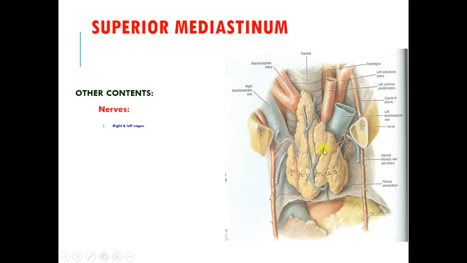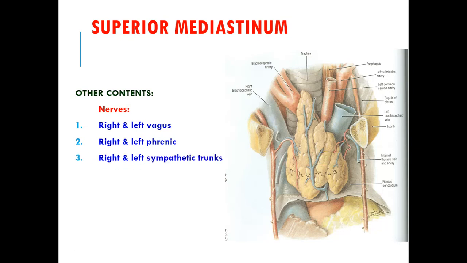So other contents will be nerves: the right and left vagus nerve, and the right and left phrenic nerve, which will come from the neck into the thorax. Most posteriorly, along the vertebral bodies, will be the right and left sympathetic trunk. Then the left recurrent laryngeal nerve, as I have shown you in the previous diagram.